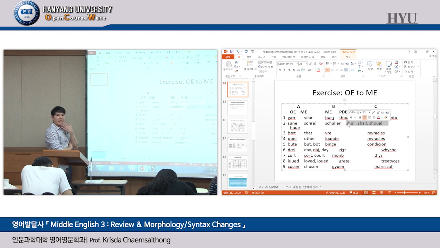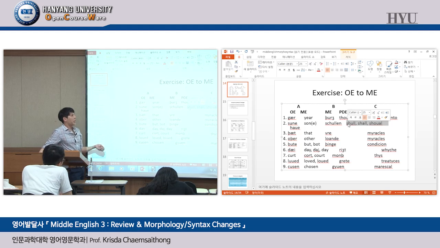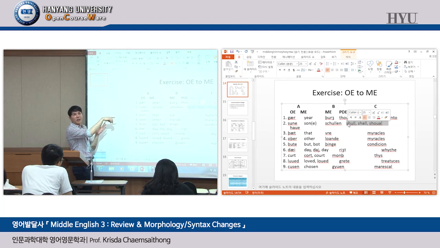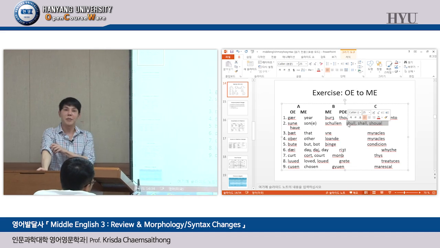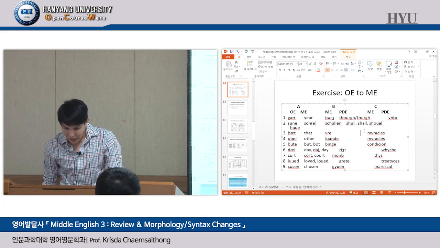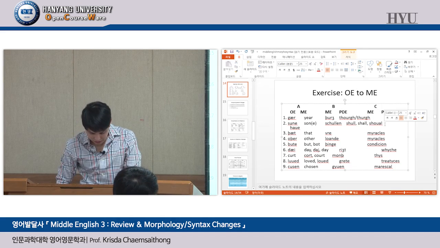When we read Middle English text on Thursday, you have to be flexible in terms of spelling, right? Again, because this period, just like Old English, is a long period, about 300 or 400 years. So one form didn't just replace another form overnight. So that's why you see a lot of variations in spelling like this.